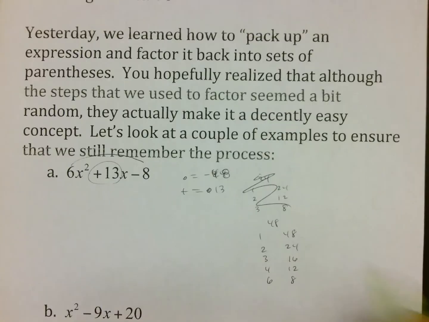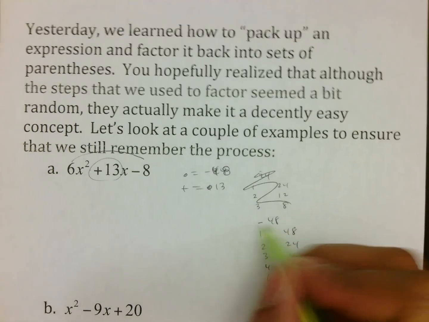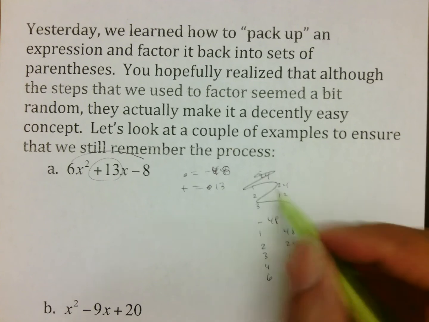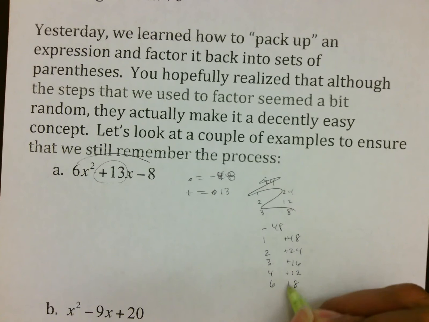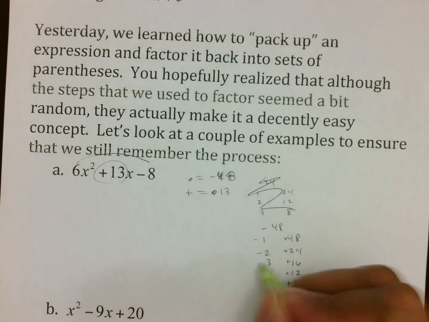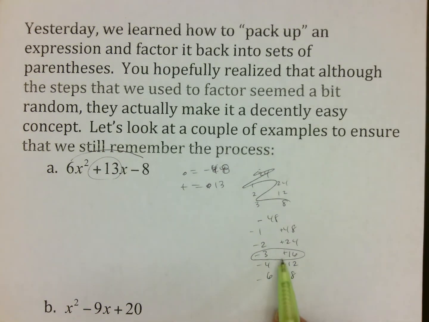And so looking at that, the fact that it makes a negative 48, remember, means the signs are different. The fact that it makes a positive 13 means my big numbers are positive. And because the signs are different, the numbers look like this. The ones that are 13 apart in this case are negative 3 and 16. So again, that's what we worked on last week.